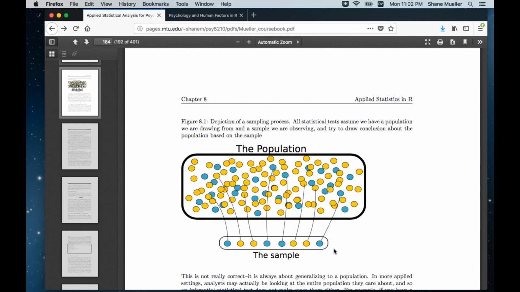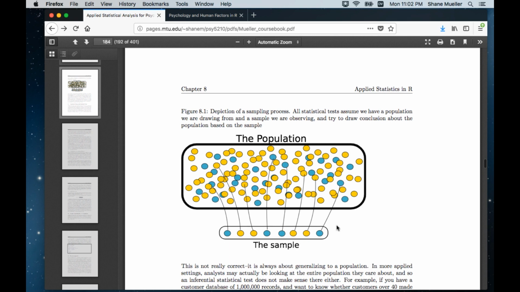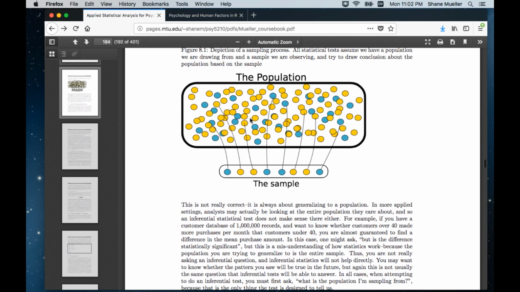You're asking whether whatever you observed from the sampling you did could have arisen just by chance, and if it couldn't have arisen just by chance, then you'll conclude there must be some real difference in the population.